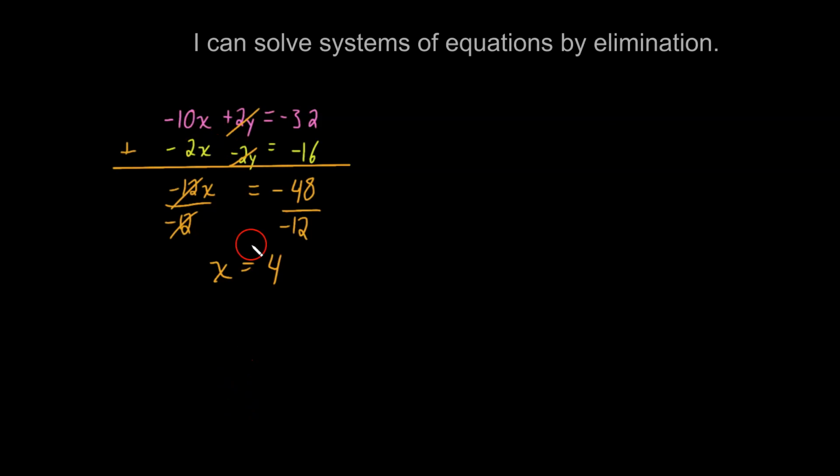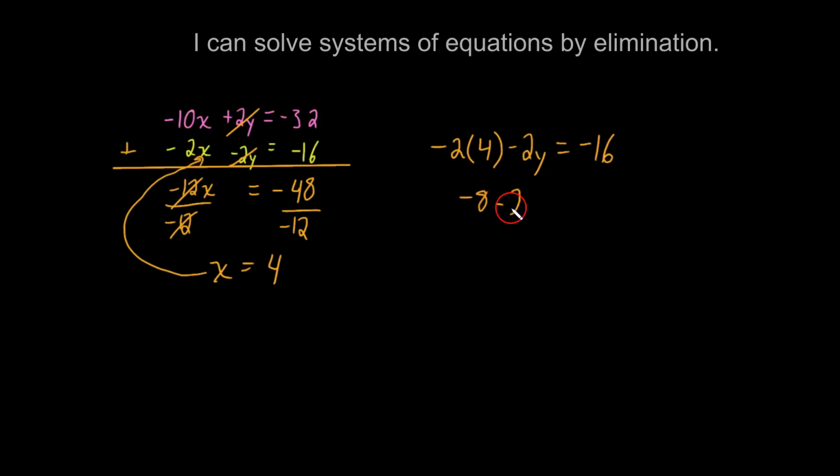So now that we've found x, we can take this value for x and we can substitute it back into either of the two original equations. Let's substitute it back in for x right there. So that would give us negative 2 times 4 minus 2y equals negative 16. So all we've done, we've substituted 4 in for x in this equation right here. So we get negative 8 minus 2y equals negative 16.